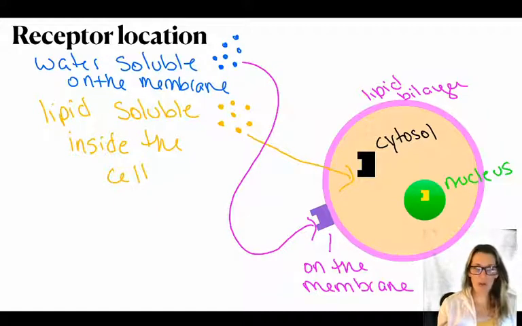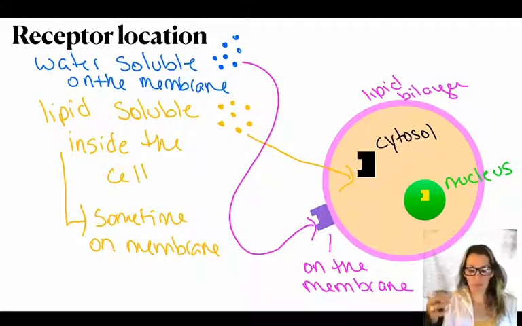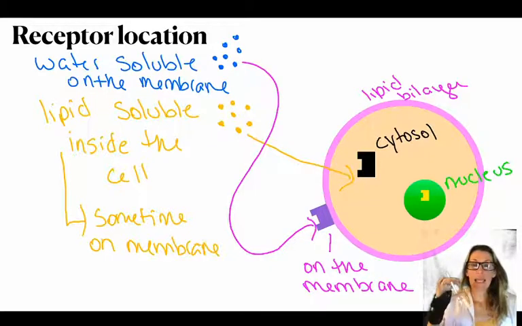For lipid soluble, there are occasionally exceptions. Just because it can pass into the cell doesn't mean it has to. So you do occasionally find them sometimes on the membrane. But if a receptor is inside the cell, its chemical messenger cannot be water soluble. Cannot. Absolutely cannot be water soluble.